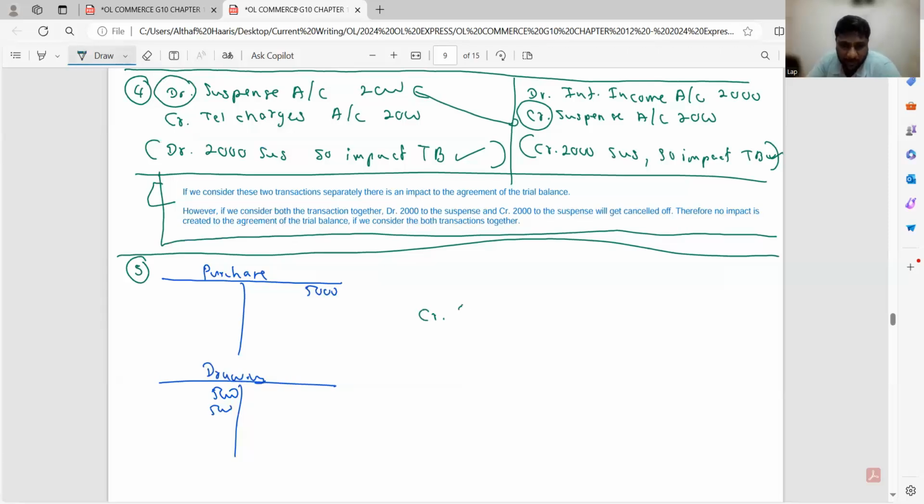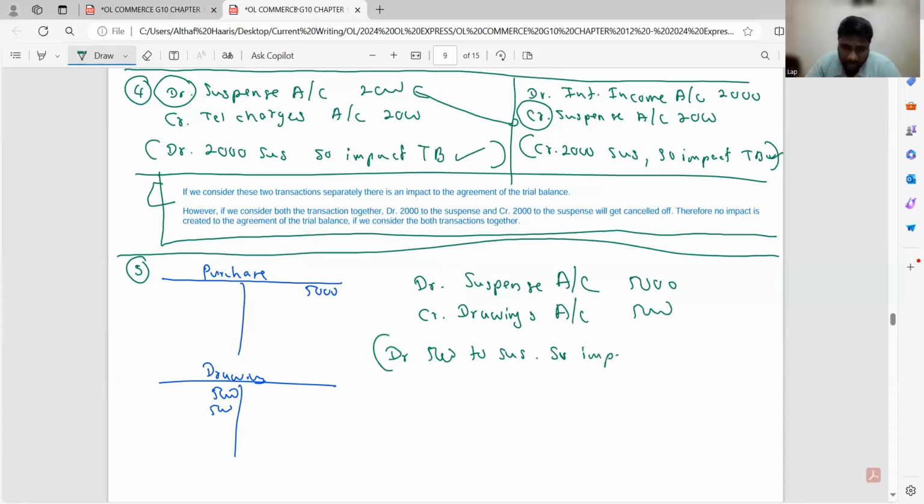Credit to the drawings account. Debit the suspense account. Debit 5,000 to suspense. So impact is there in the trial balance agreement.